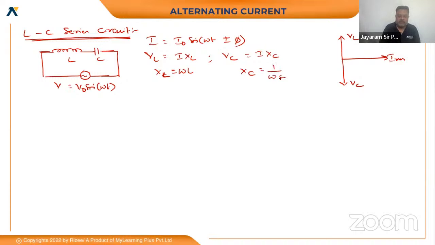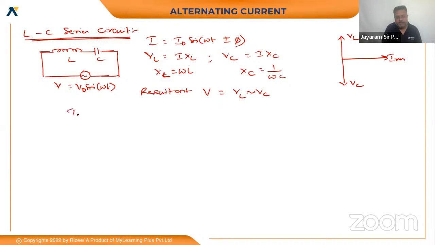Okay, so these are the conditions where VC is going to be greater than VL. If VL is greater than VC, the voltage leads by π/2. If VC is greater than VL, it lags by π/2. The resultant voltage V is equal to the difference of VL and VC, that means greater value minus smaller value.